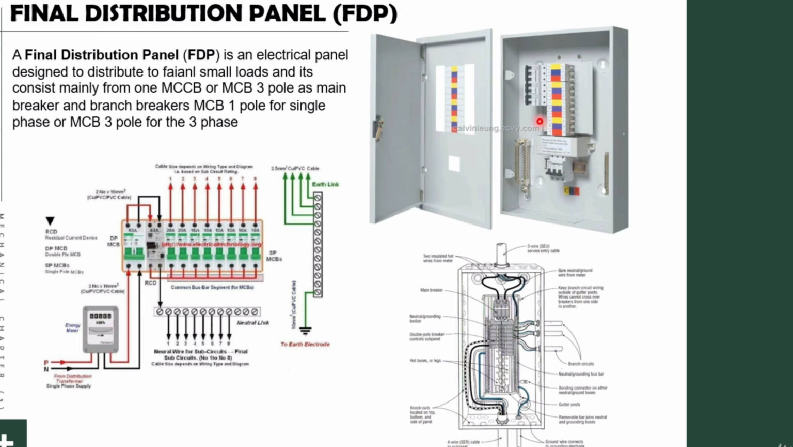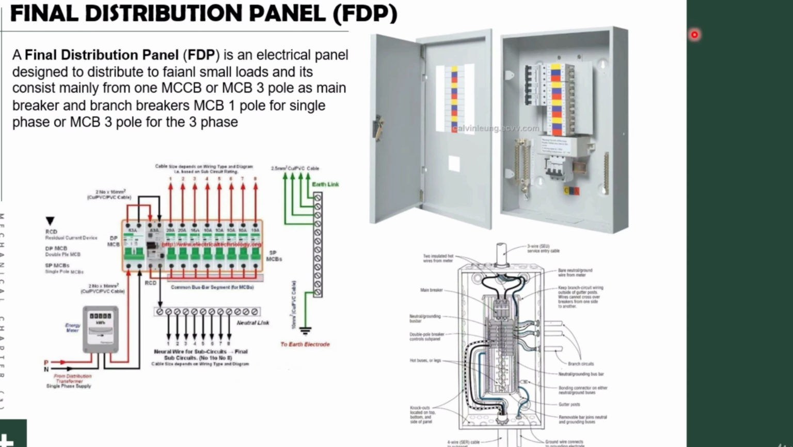These start from red, yellow, blue, red, yellow, blue, red, yellow, blue. The branches, as we defined, may be double pole or single pole. See here also this diagram showing the wiring of the FDB. It also consists of a connector for the earth electrode, and here also a connector for neutral. See here, this is the earth connector, and here is the neutral connector.